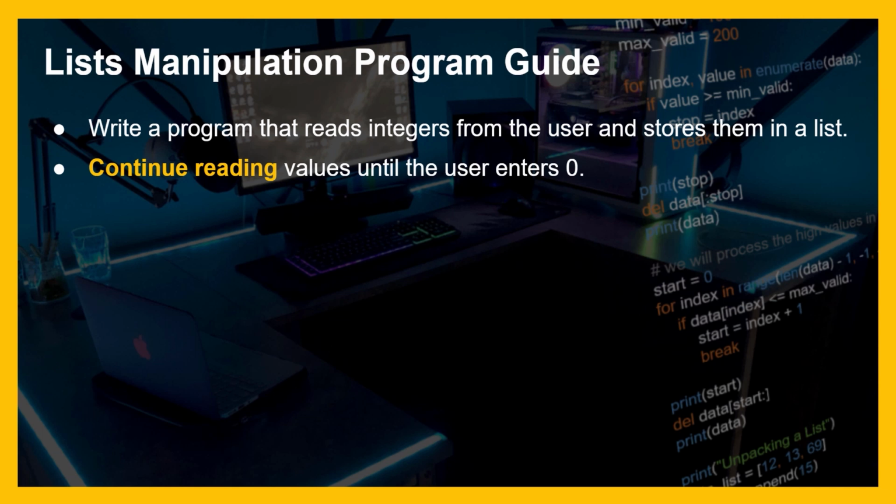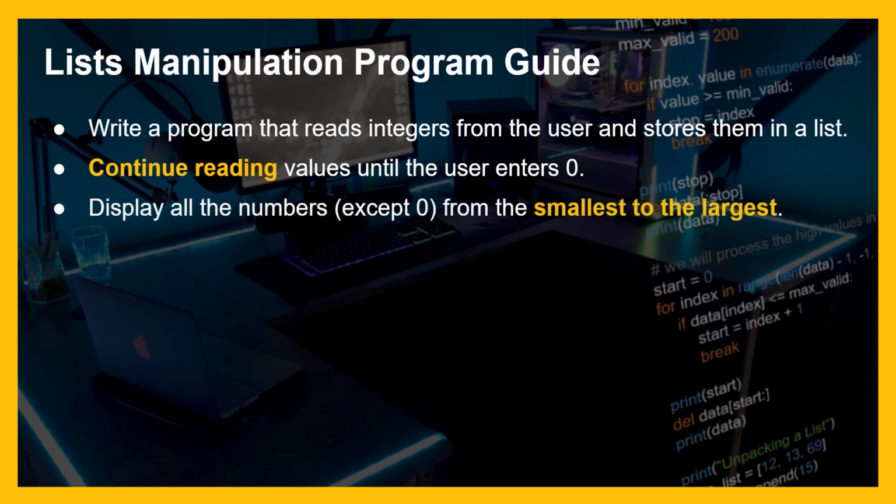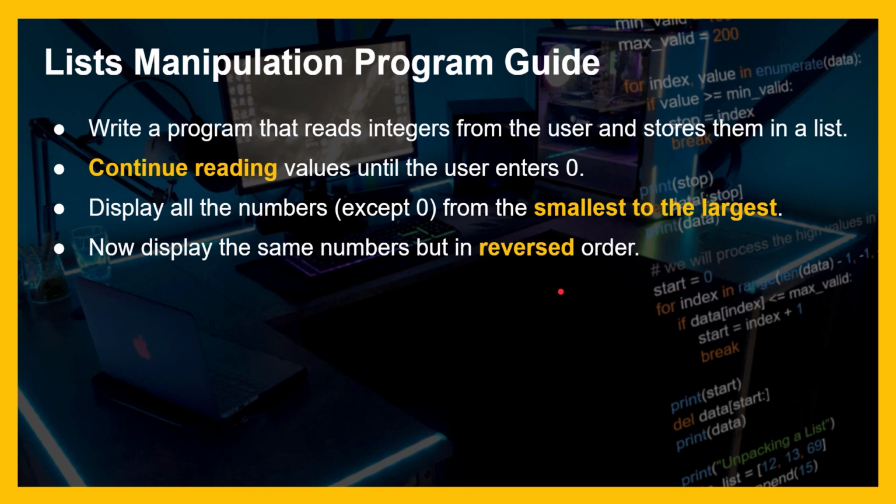Next, you'll need to continue reading values until the user enters 0. So can you guess which loop in here you should be using? Next, you'll need to display all the numbers except 0 from the smallest to the largest. So we're going to need to somehow sort these numbers out.